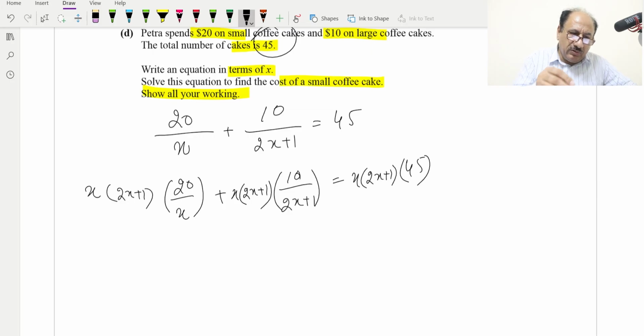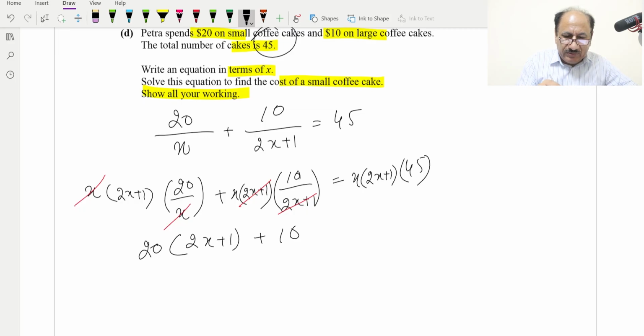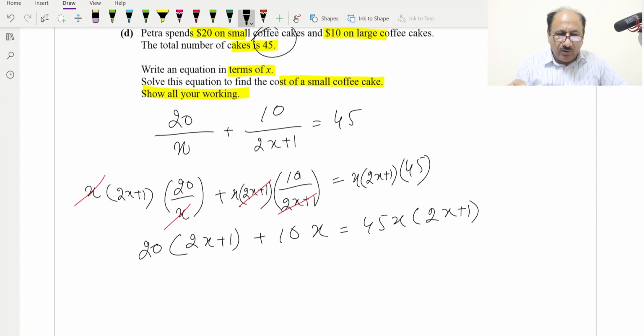After writing this one, now the cancellation part. This is cancelled with this. This can be cancelled with this. And after this cancellation, the equation we will be getting is 20 into 2x plus 1 plus 10x is equal to 45x into 2x plus 1. You can see that we got rid of the denominator. There's no more denominator. Now we can simplify the equation.